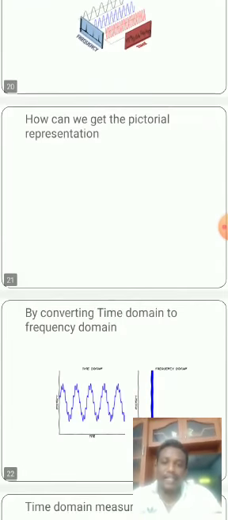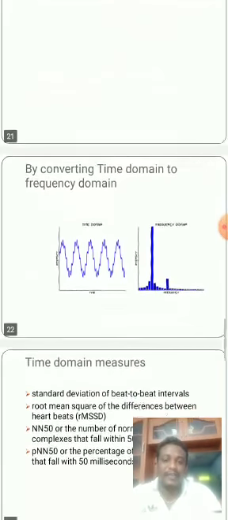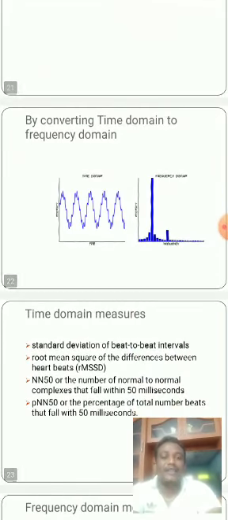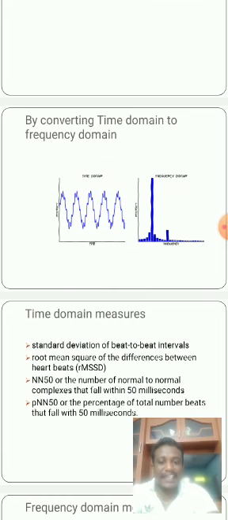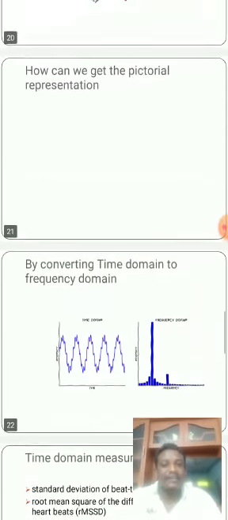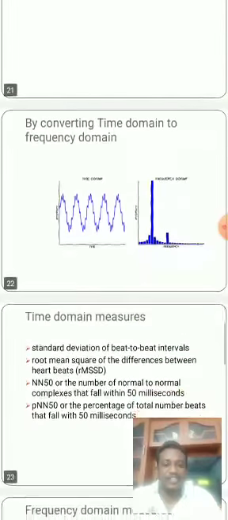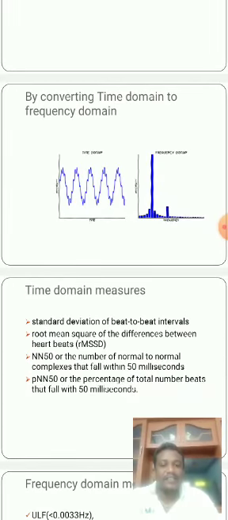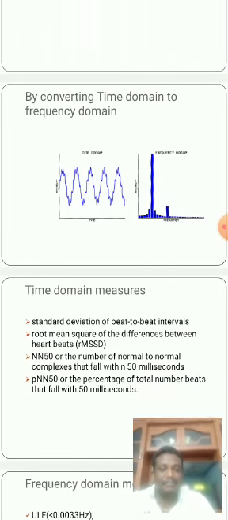How can we get the pictorial representation? By converting the time domain to the frequency domain, we can get the pictorial representation. Here, that is given in a graph.